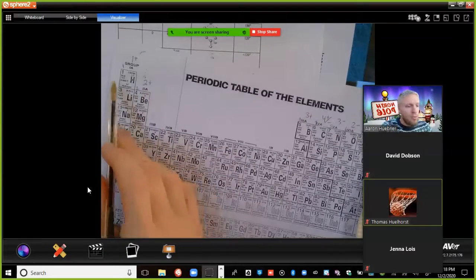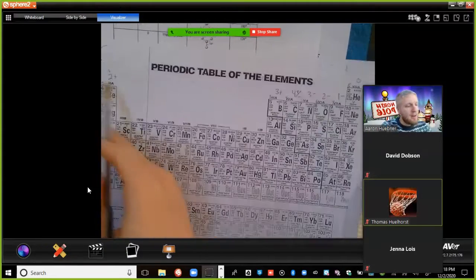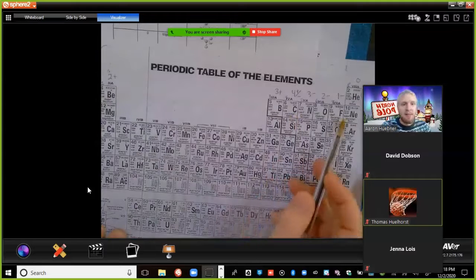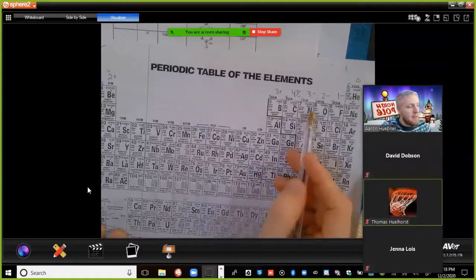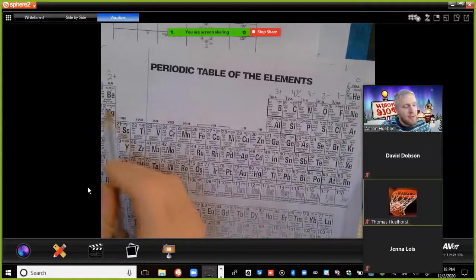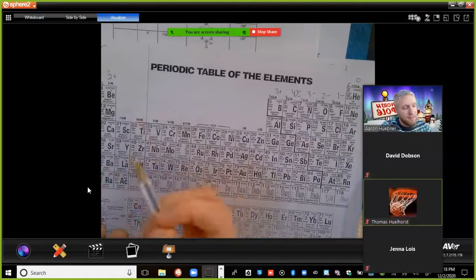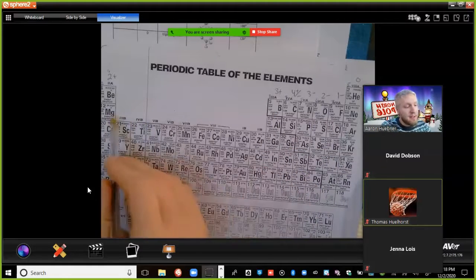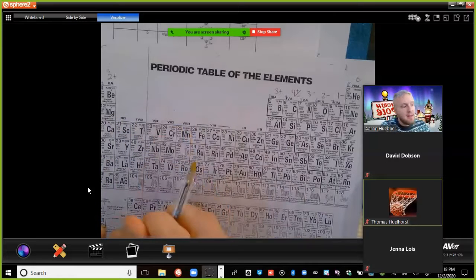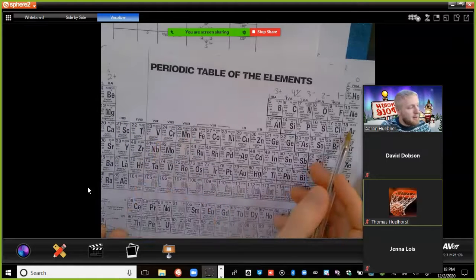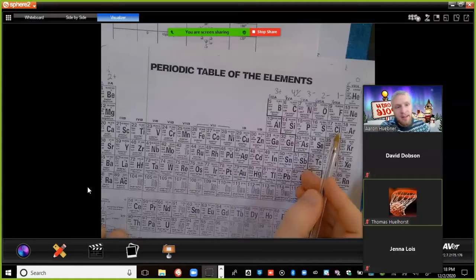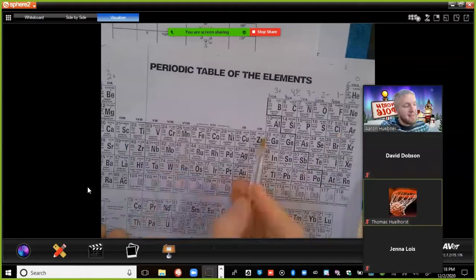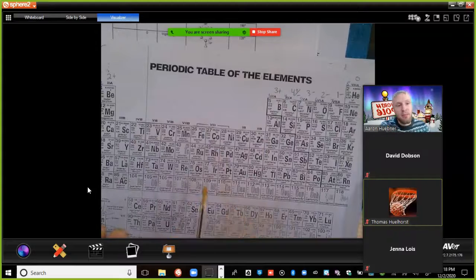If you're in row 1 or 2, these elements will not be able to break the octet rule. You will not see those elements breaking the octet rule, because if you add any extra electrons, they're going to go into the 3s, and in the third energy level there is no 2d. So basically, once you're in the third row, like sulfur or argon, that's when you can start breaking the octet rule, because you now have access to that d orbital. Just a fun fact.